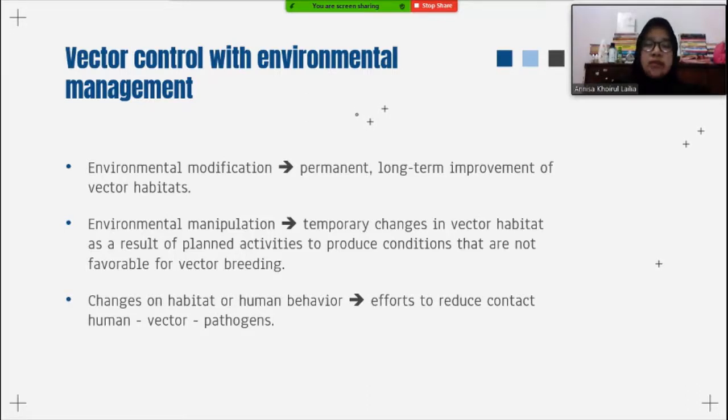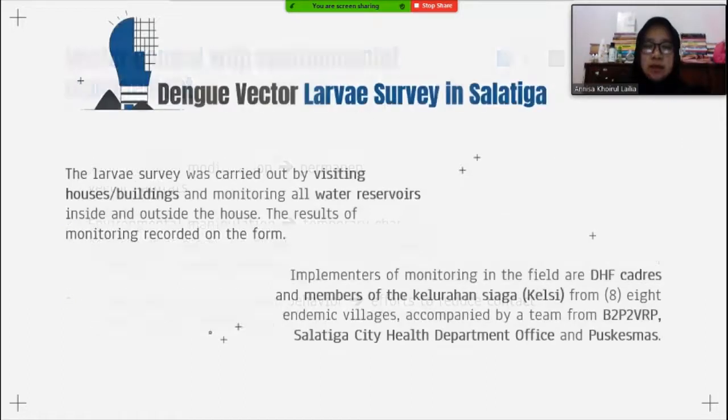And how about the dengue vector larvae survey in Salatiga? The larva survey was carried out by visiting houses or buildings and monitoring all water reservoirs inside and outside the house. The result of monitoring is then recorded on the form. The implementers of monitoring in the field are the DHF cadres and members of the Kelurahan, from 8 endemic villages. They are accompanied by a team from PPPPVRP and also the Salatiga City Health Department Office and Puskesmas.